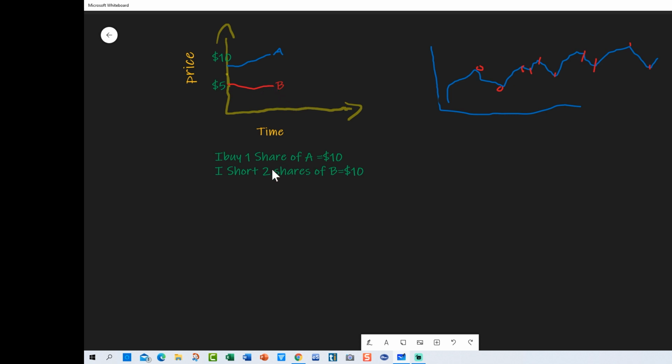So I short two shares. The reason I use two is because they each cost $5 and it gives me a $10 equivalent. And this is just to keep it simple. So now let's say my thesis was right, and let's just say the overall market is rallying and everything is going up, and A goes up 50%, and it's now trading at $15. But the overall market was strong, so B also went up. And let's just say it went up 20%. So now B is trading at $6.